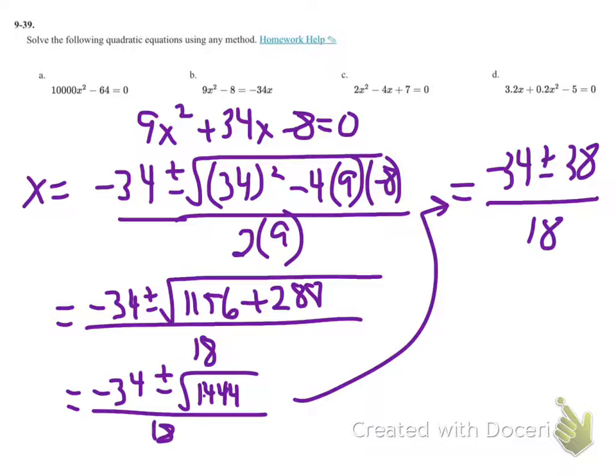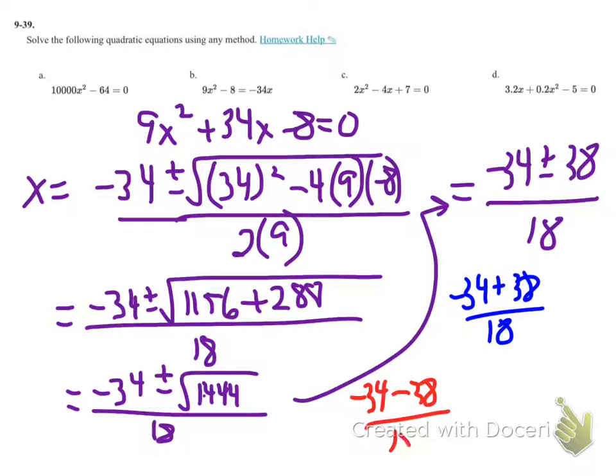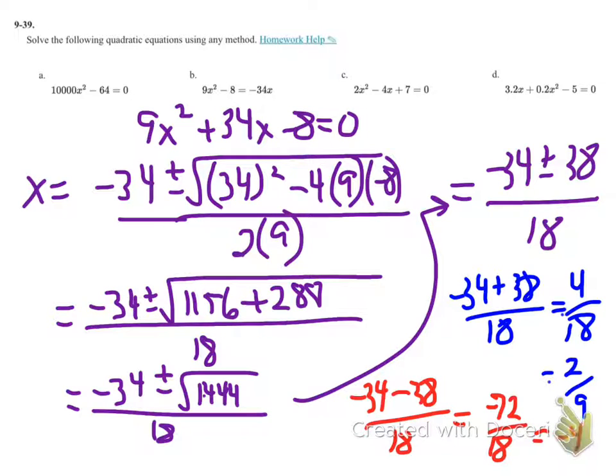Now I'm going to break this up into 2 separate problems: negative 34 plus 38 over 18, and negative 34 minus 38 over 18. So that's what I'm getting from that plus and minus. Solving the blue one, I get positive 4 over 18, which simplifies down to 2 over 9. And solving the red problem, I get a negative 72 over 18, which is negative 4.